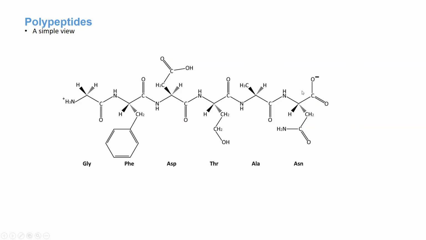So the number of peptide bonds is always the number of amino acids minus one. So I have 1, 2, 3, 4, 5, 6 amino acids minus one. That is 5 peptide bonds.